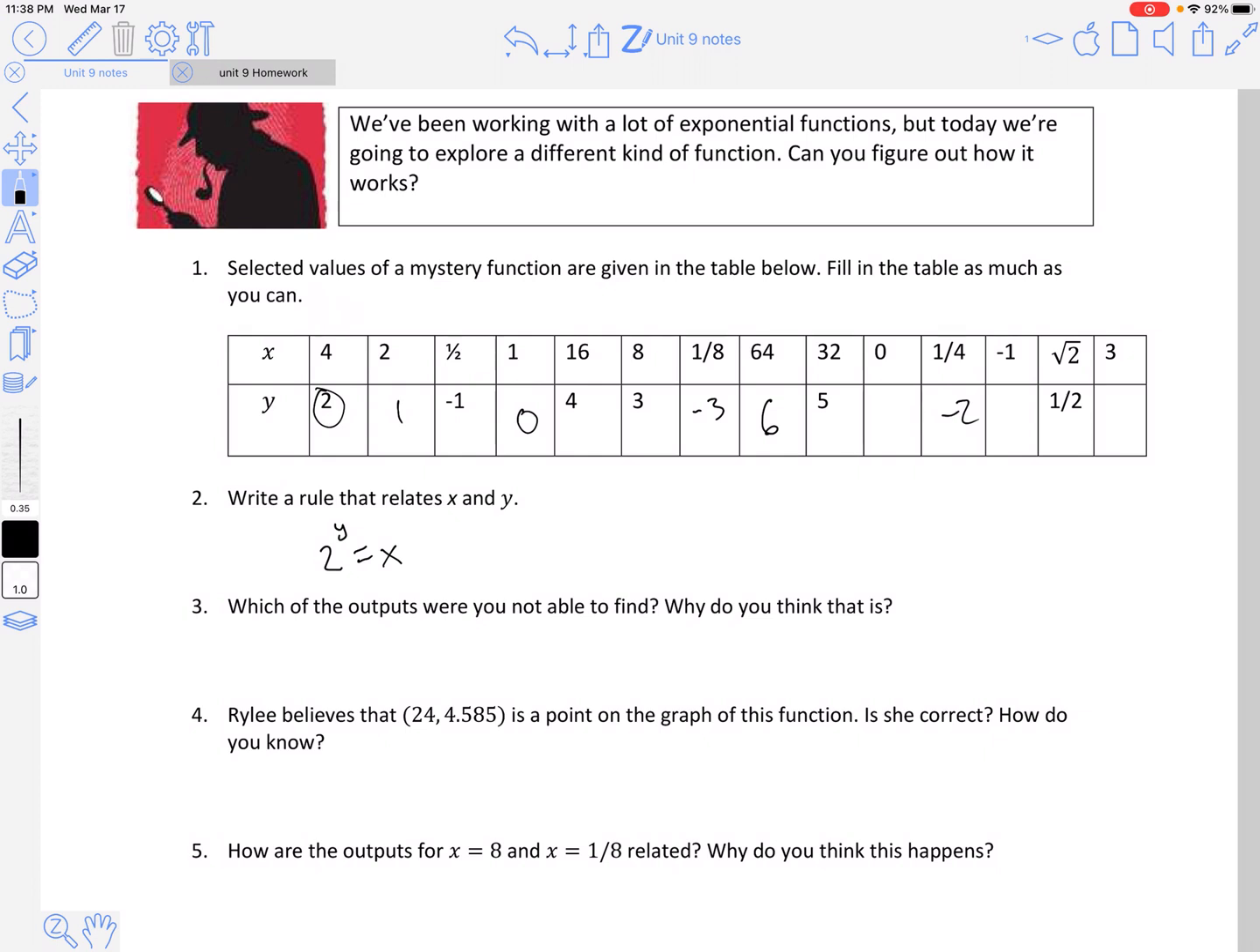Okay, let's look at another one. 2 to the third, 2 times 2 times 2 is 8, right? So y becomes the exponent there. Let's look at another one. 2 to the fifth equals 32. All right, 2 to the 1, whoa, what am I doing? 2 to the -1 equals 1/2. All right, 2 to the 1/2 equals square root of 2.